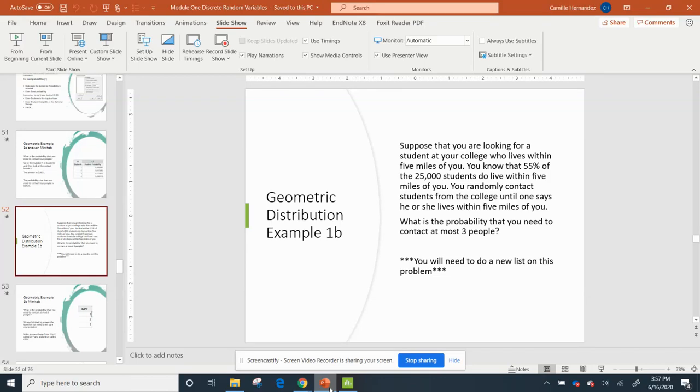Right, so let's do another example of geometric distribution. Again, suppose I'm looking for a student at your college who lives within 5 miles of you. Again, you know 55% of the 25,000 students do live within 5 miles of you. So now you want to know what is the probability you need to contact at most 3 people.